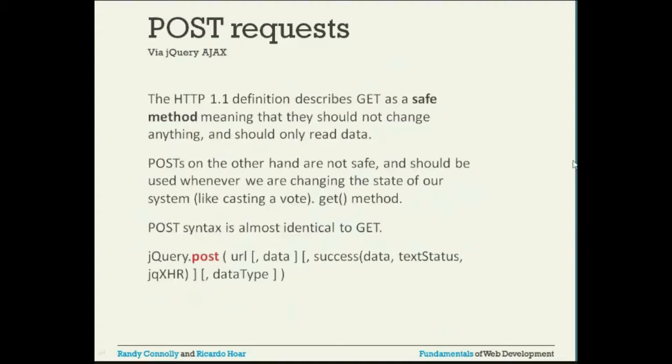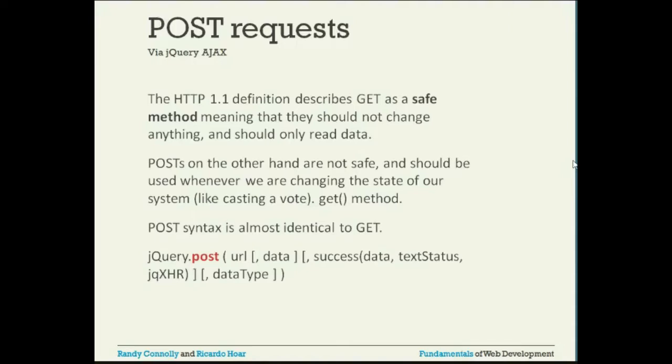And the HTTP 1.1 definition describes get as a safe method. The meaning of that is the get method will not change any data, so that is why it is safe. Posts, on the other hand, are not safe, because using the post method you can make changes and change the state of the system. So that is why the post method is used.